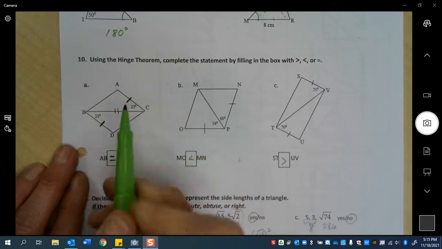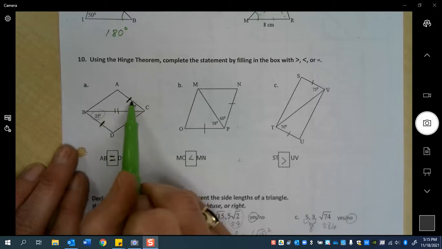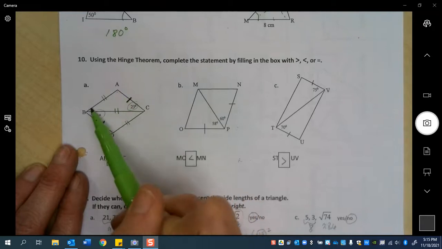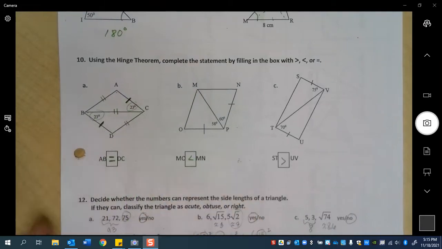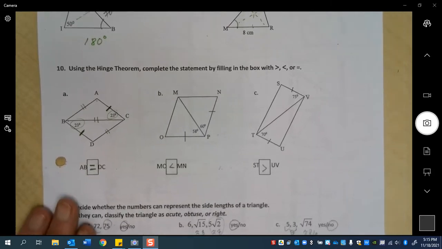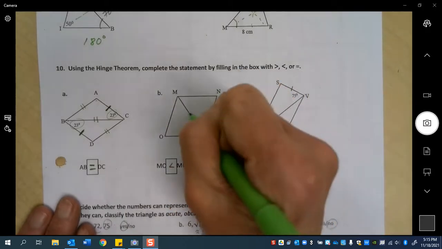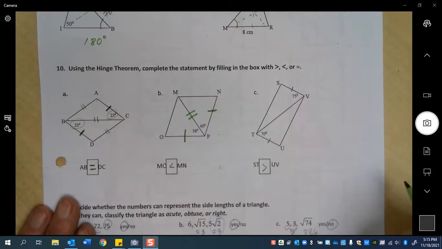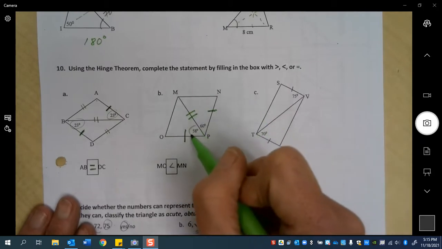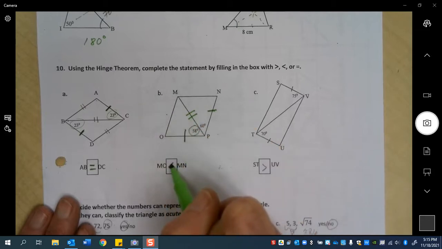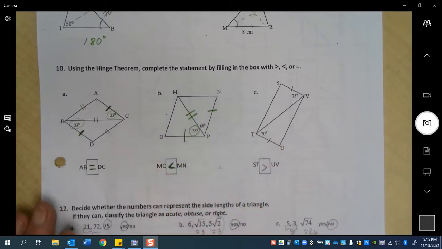So because these angles have the same measure, I know that these two sides, AB and CD, are going to have the same distance because the angles are the same. We're foreshadowing a little bit of triangle congruence with that one. All right, again, this side and this side are congruent, and this side is congruent to itself. I see that this is smaller, so I know that MO is smaller. The distance from M to O is less.